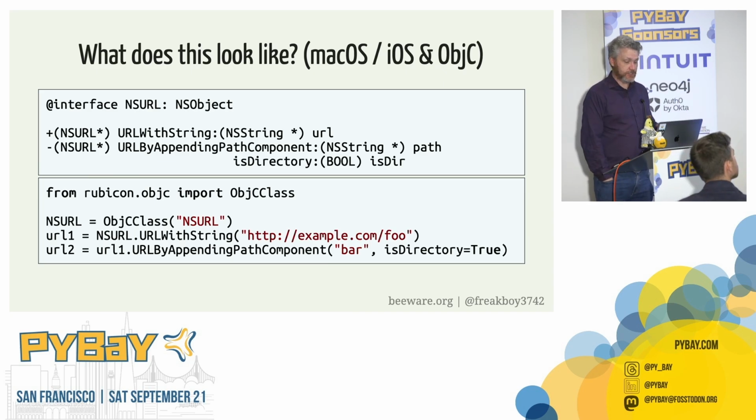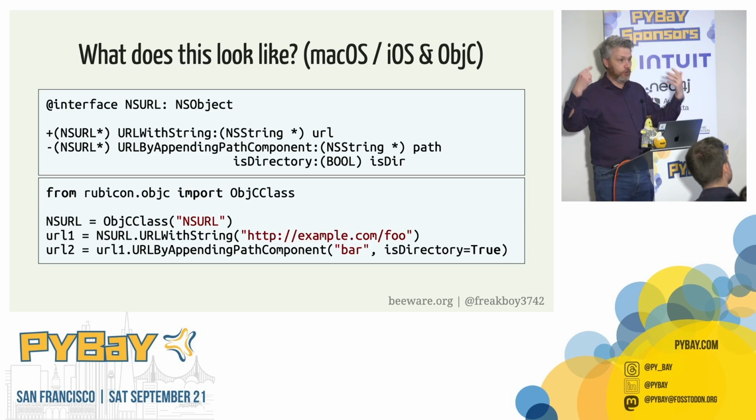Now that we've got that instance, we can invoke an instance method. Objective-C calling syntax is a little bit weird, but the mapping to Python is very direct. The first argument to any method is just passed in as a positional. All subsequent arguments are keyword arguments. And so url1.URLByAppendingPathComponent, the value that we want as our path component, isDirectory equals true. All those values get passed through and transformed into their native Objective-C types.